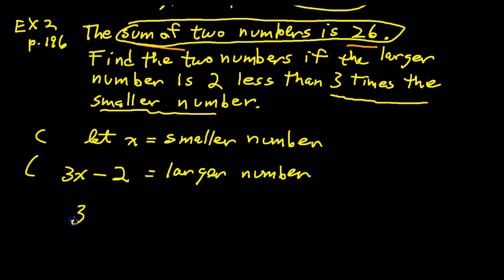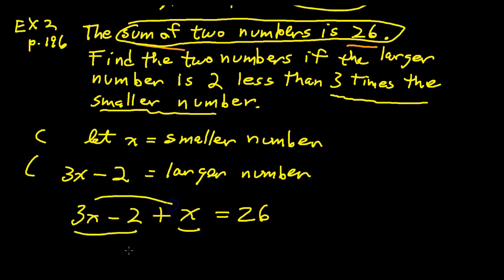So I'll simply take those two expressions for those two numbers. And I suppose I could get real fancy here, but I'm not going to. All right, I'll just write this first, the larger plus the smaller equals 26. Of course, I could combine like terms. 3x plus x is 4x. 4x minus 2 equals 26 then.